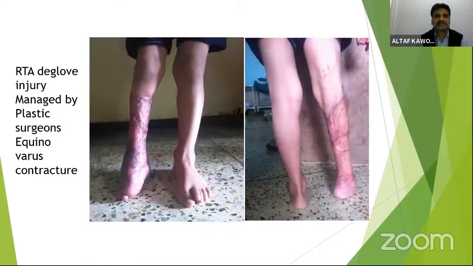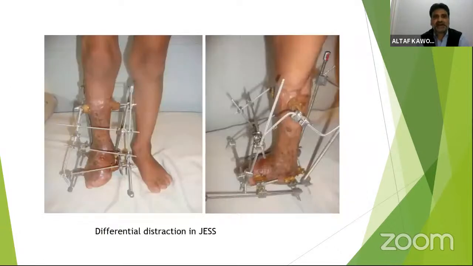Again, this is post road traffic accident, a degloving injury. The plastic surgeons did their job, created some kind of a coverage, but left the foot deformed. So there is equinus as well as varus. And everybody would agree that putting in a scalpel would be really disturbing and wouldn't achieve anything. So that's why we resort to these external methods. Here we applied just a distractor, and after distraction, we were able to achieve a plantigrade foot.